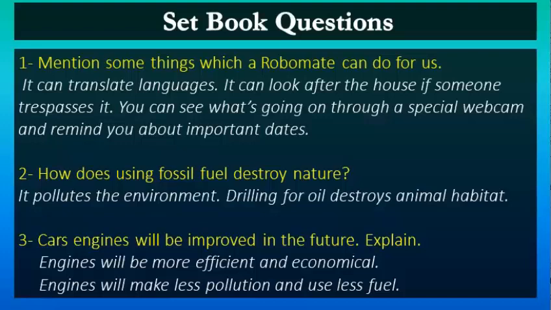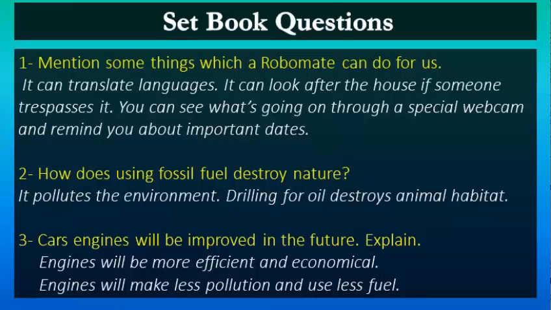As I said, you have to memorize 3 or 4. It can translate languages. It can look after the house if someone trespasses. You can see what's going on through a special webcam, and it can remind you about important dates. All these things are the things that a RoboMate can do for you.